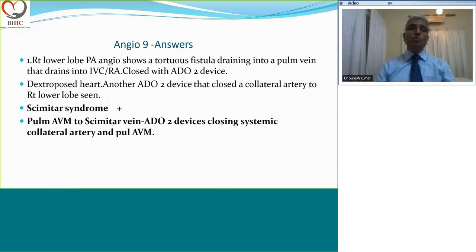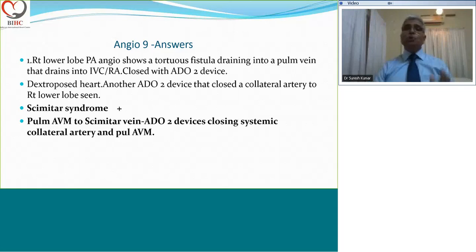So we have this strange combination of a pulmonary AVM draining into a Scimitar vein. And we have the ADO2 devices closing the systemic collateral artery and the pulmonary AVM. This is an unusual problem, but two aspects of this you should be able to recognize. One, if you see a Scimitar, you should be able to call it a Scimitar. And in the first angiogram, the previous angio 8, it was clearly a Scimitar. There is a pulmonary vein angiogram showing the Scimitar vein. There is a collateral artery embolization. So there should be no problem in that. In the second one, a pulmonary AV malformation you should be able to diagnose. You are injecting into the pulmonary artery, you are seeing a tortuous fistula, and you are seeing a vein draining somewhere.